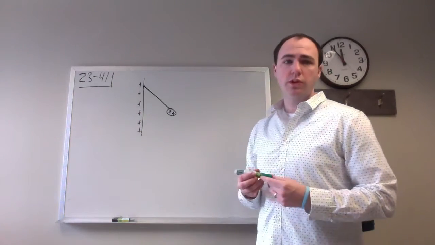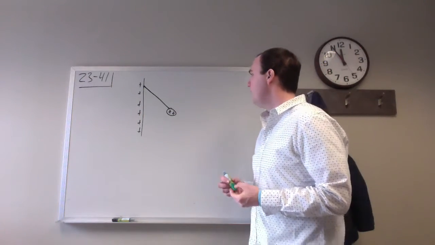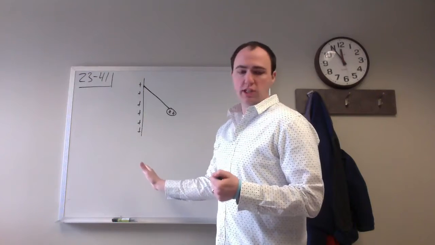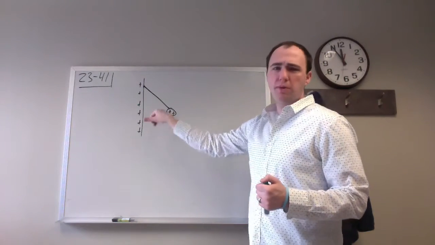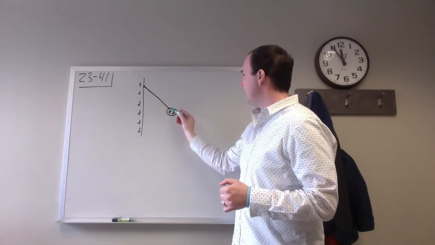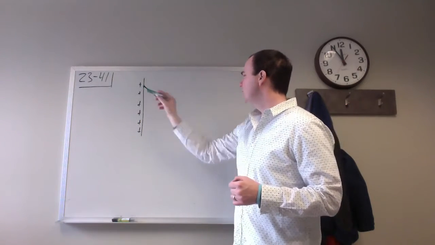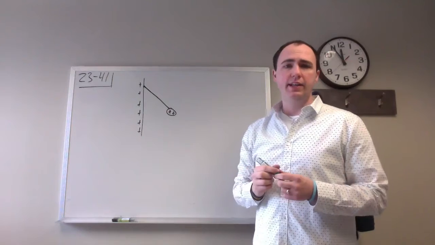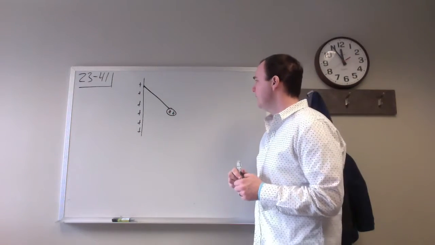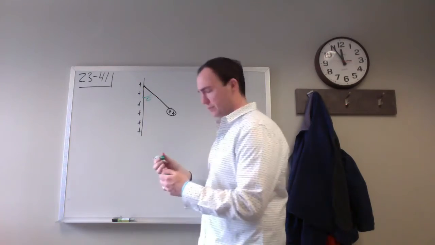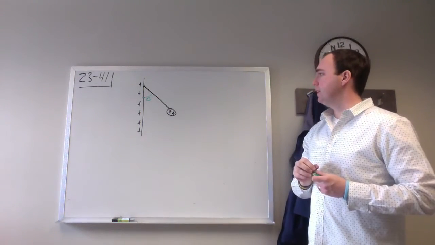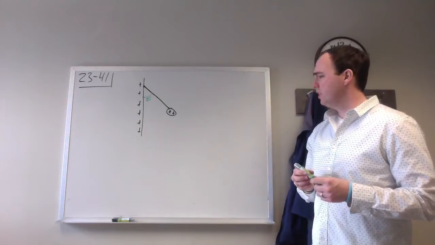So this is problem 2341, where you have a large sheet of positive charge, and then you have a small ball of positive charge connected by a string, and we're told that it's at rest at some angle, like so, from the vertical sheet of charge, right?